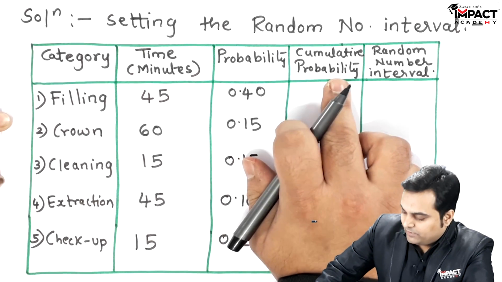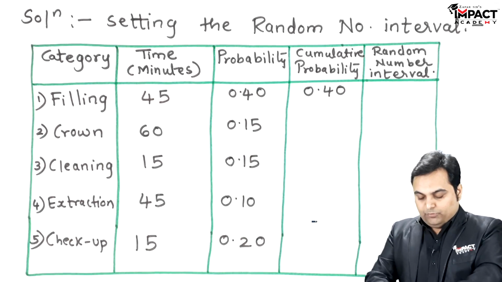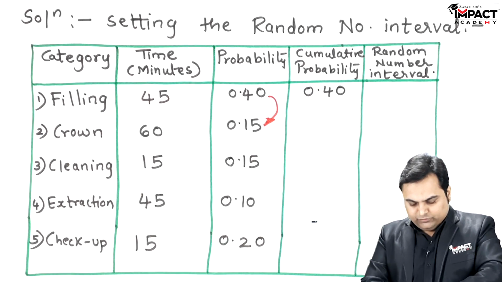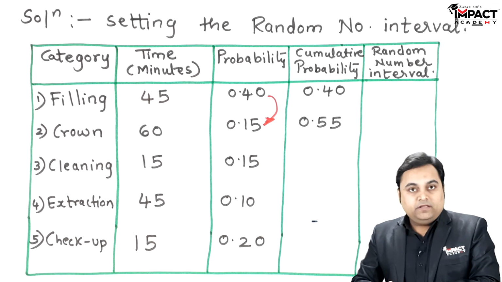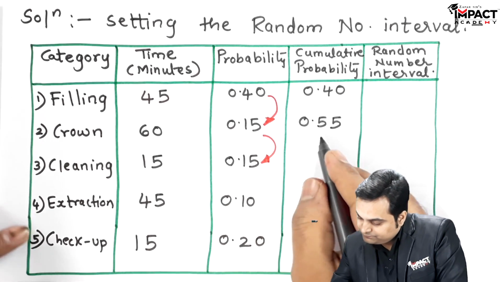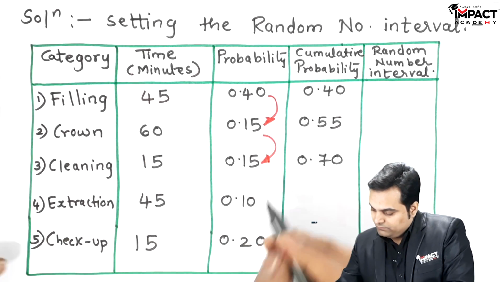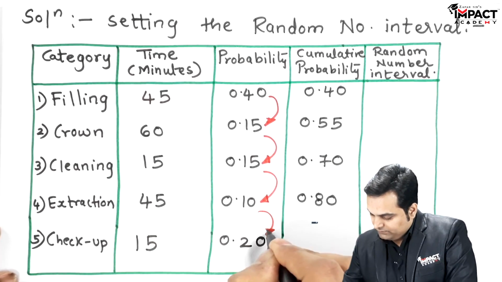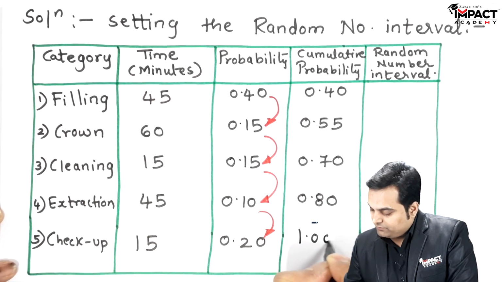Next, in the cumulative probability column, write down the first value, first probability 0.40. Then go on adding the remaining values. After 0.40, adding 0.15 to it, it comes out to be 0.55. Then add 0.15, the next value, to get 0.70. Then add the next value, 0.10, to get 0.80, and adding 0.20 gives me the value 1.